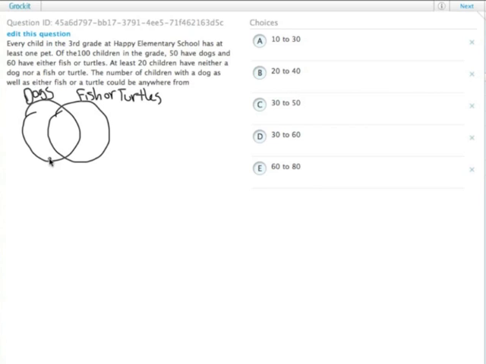And so they always have 50 dogs or 60 fish or turtles, but it's clear from the problem that there could be some children who have both a dog and a fish or turtle. So we have a range of values that we need to compute. Let's start with the easiest one first, and then at least 20 plus have neither.